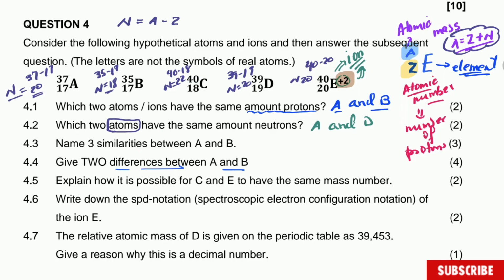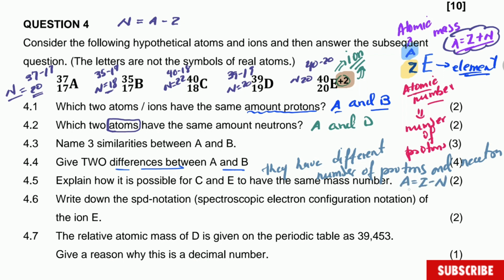Okay, question 4.5. Explain how it is possible for C and E to have the same mass number. Okay, guys, quite simple, because they have a different number of protons and a different number of neutrons. That's all they have. So all you have to say in that question is they have a different number of protons and neutrons. And you need to know that the atomic mass, remember, A is equal to Z plus N. Remember, in this case, A and N and Z are just representing the atomic mass, atomic number and neutrons.